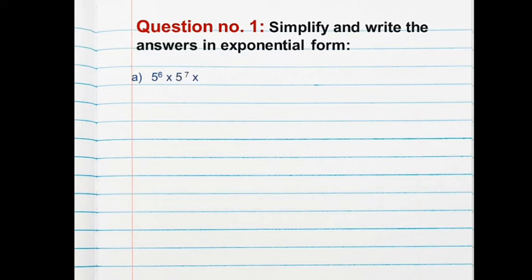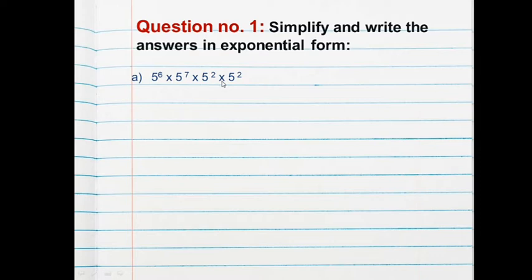So the question is 5 raised to the power 6 into 5 raised to the power 7 into 5 raised to the power 2 into 5 raised to the power 2. The question is given, we have to simplify it, and the answer we have to write in exponential form only. So observe in this question, the bases are given equal, that is 5, and the exponents are given different, and it is in the form of multiplication. So when the bases are equal and it is in the form of multiplication, that time we have to add the powers according to the law of exponents.